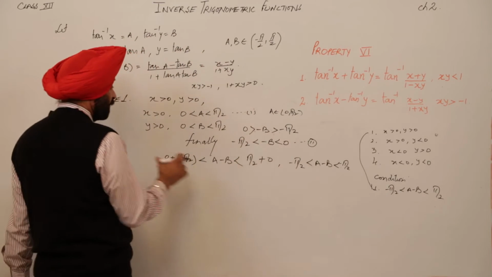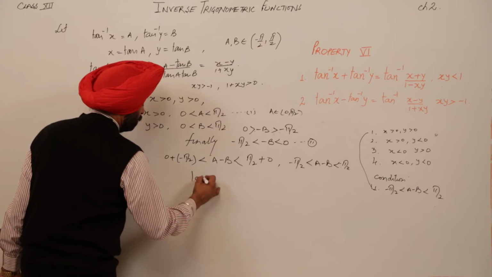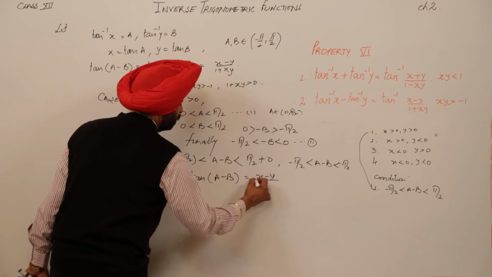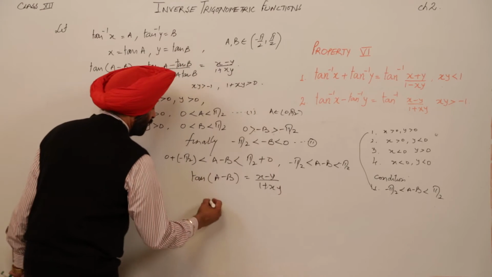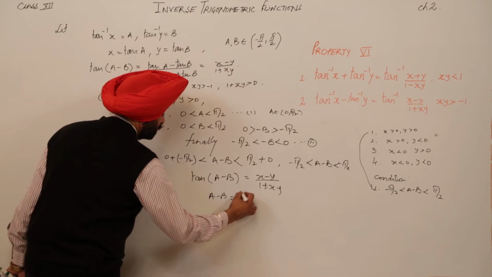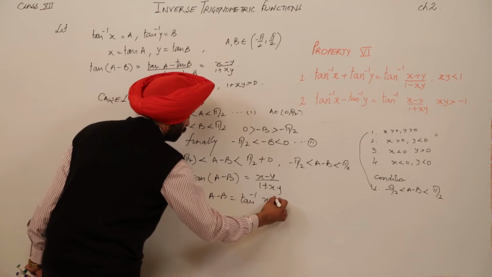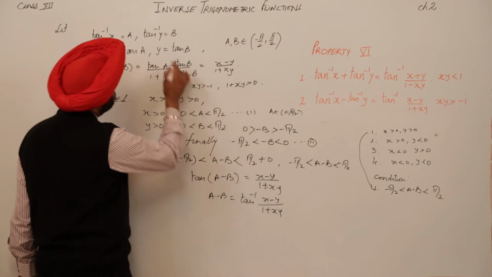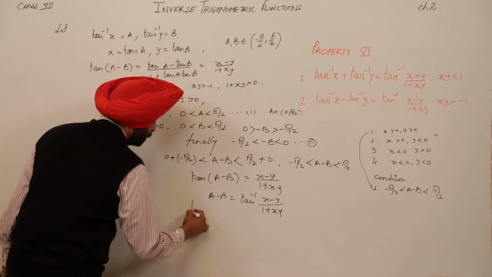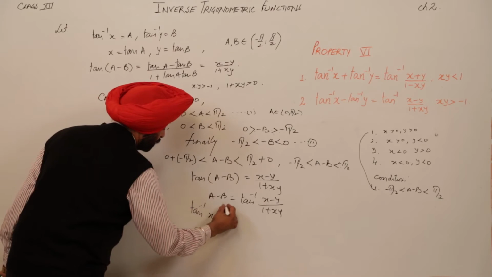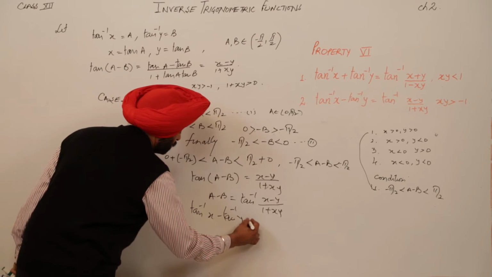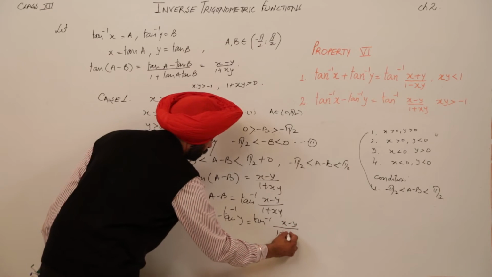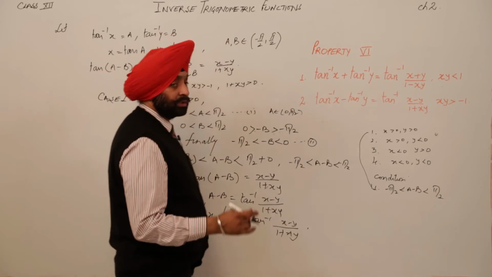So now we are getting tan of a minus b is equal to x minus y upon 1 plus xy, and a minus b is equal to tan inverse of x minus y upon 1 plus xy, and a is tan inverse x, b is tan inverse y. So we are getting tan inverse x minus tan inverse y is equal to tan inverse of x minus y upon 1 plus xy. So here the result is for the first part.